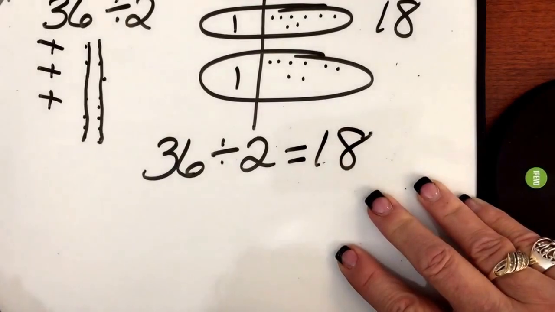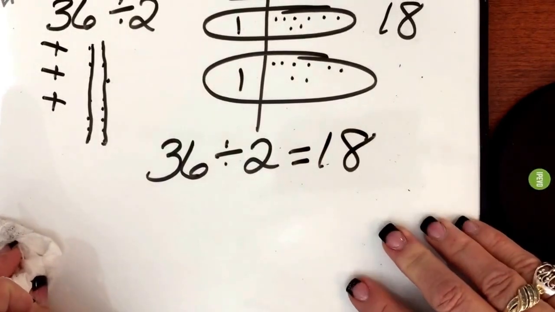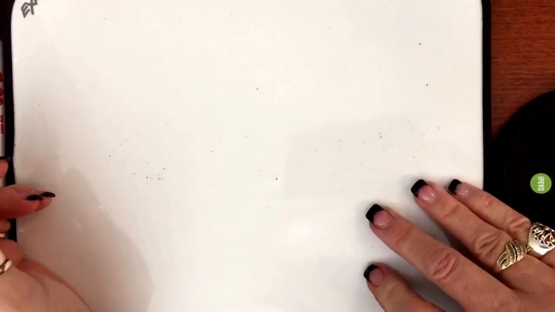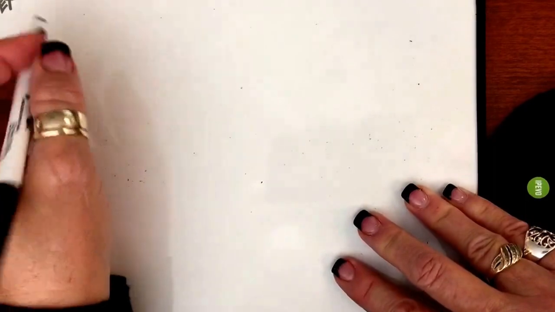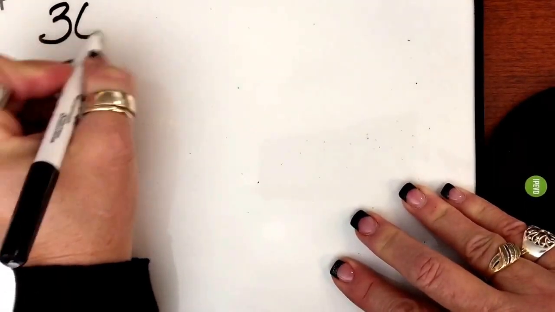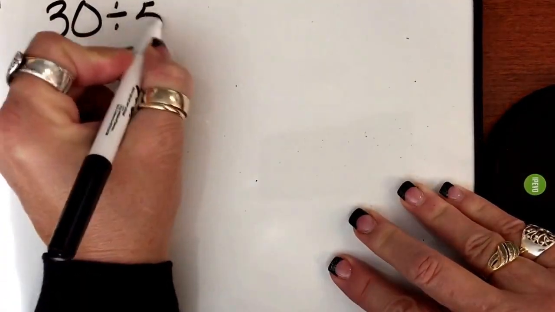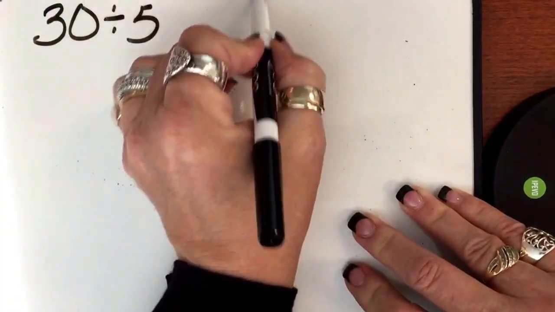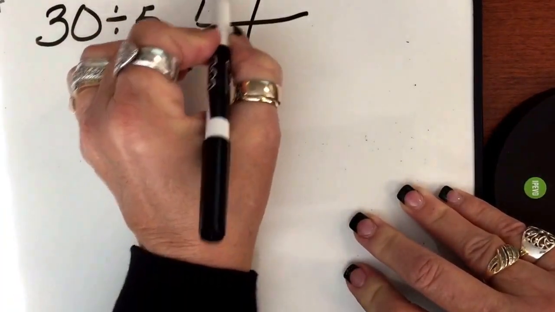All right, let me do another one because I know you're probably still going, what? All right, one more. Here we go, or maybe two more. So let's do 30 divided by 5. Now this should be a skill that they already know, right? They should be able to think about that one. But we're going to do it the same way.